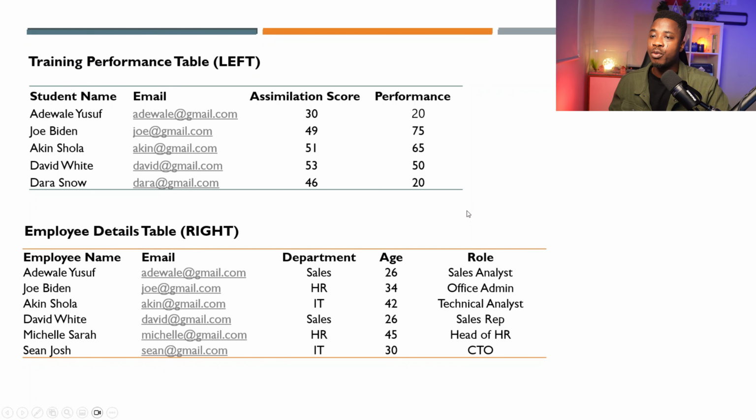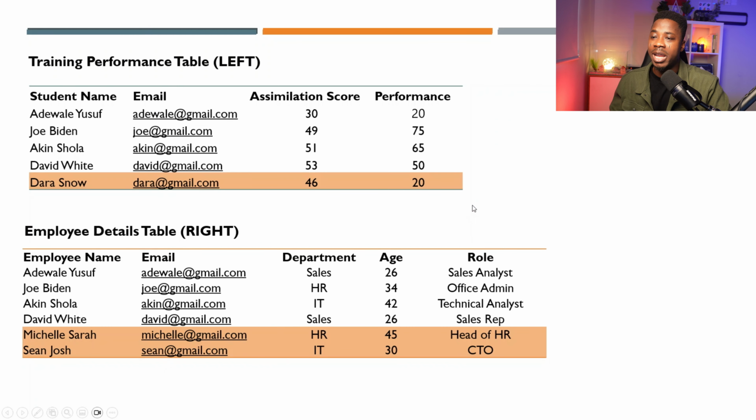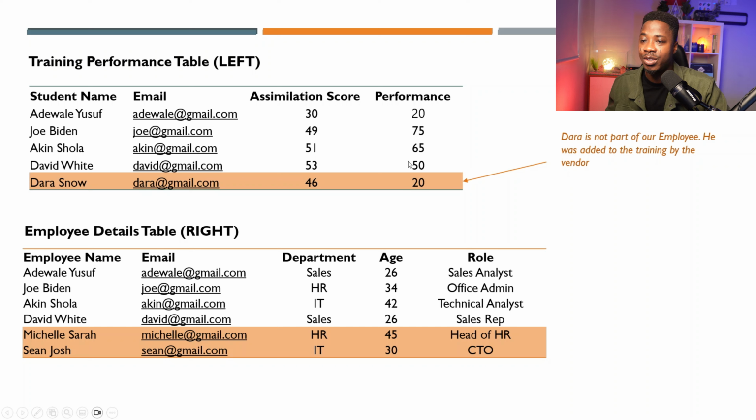If you look at these tables very well, and we're doing some analysis on them, you will see that in the first table, which is the training performance, Dara Snow is actually not part of our employees, right? Based on what I can see here, Dara is not part of our employees. Dara was added to the training by the vendor that conducted this training for us. It's just somebody that joined the training from the vendor. So Dara is not part of us.